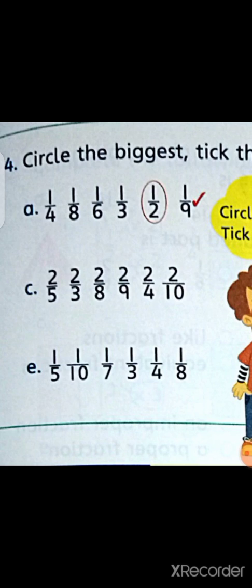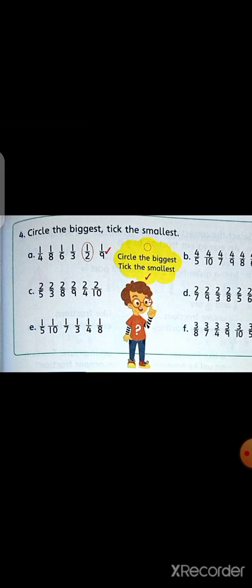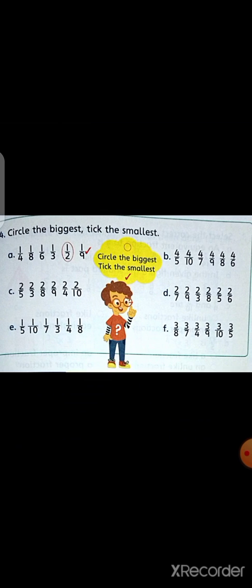The thing which is divided into fewer parts. It means the denominator is smaller. 2 over 3 is the biggest and 2 over 10 is the smallest one. In the same way, you will do D part, E part and F part in your book.